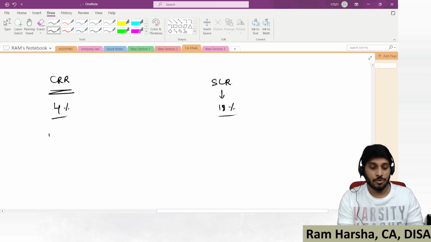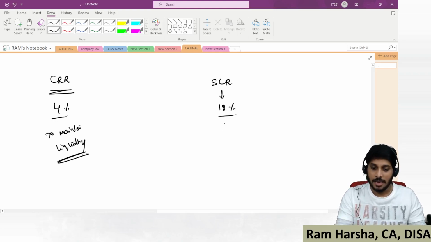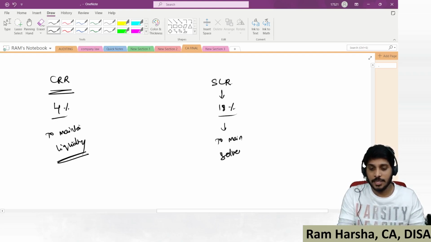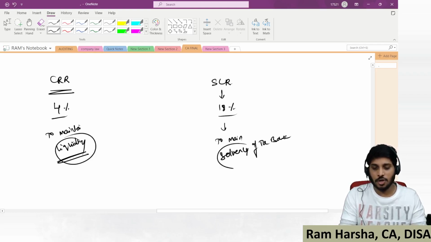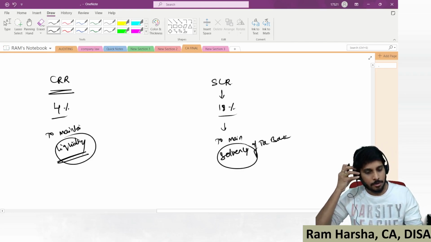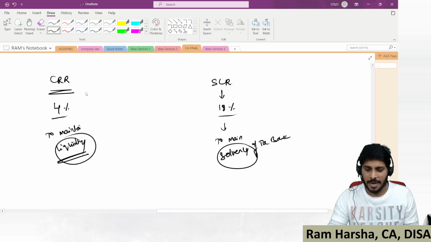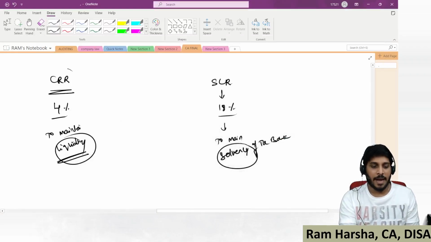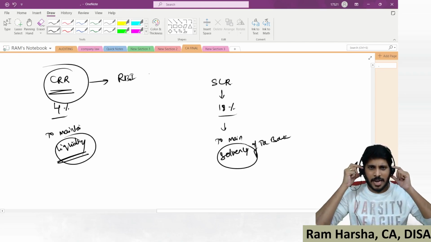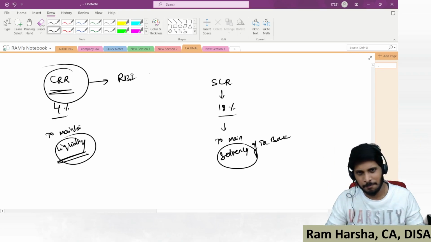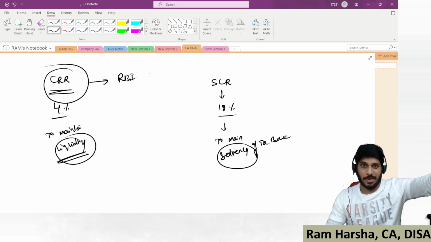CRR is to maintain the liquidity of the bank. SLR is to maintain the solvency of the bank. Generally, liquidity and solvency go side by side. In the case of CRR, the bank will keep this reserve directly with RBI, either in the form of cash or in the form of a deposit with RBI. So CRR is maintained with the RBI.